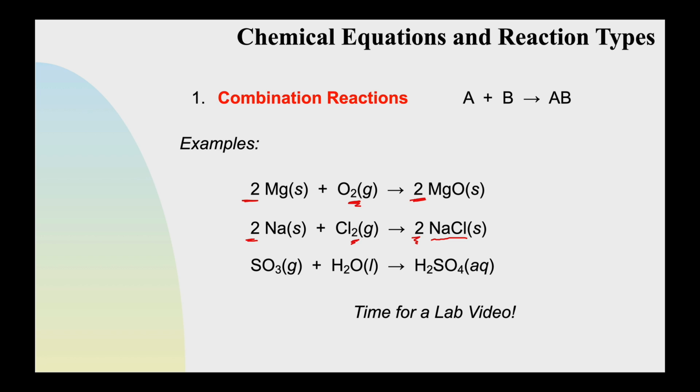And the last one, which is actually the way they make sulfuric acid, takes sulfur trioxide plus water. And when you combine those together, you make sulfuric acid, H2SO4. That's just simple. Everything is balanced. You can check it out.